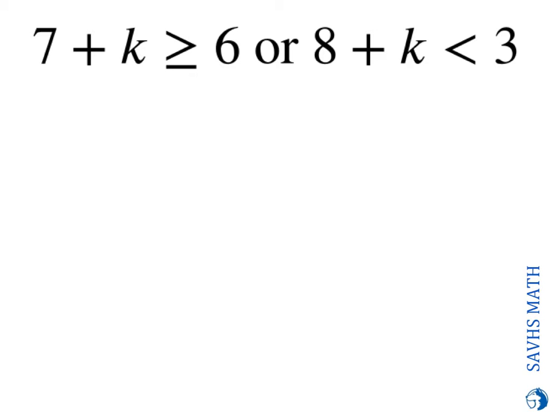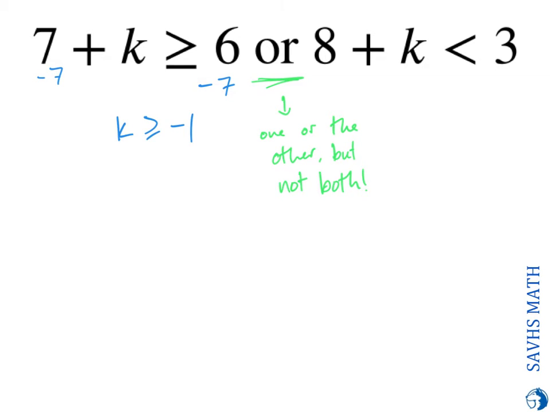Okay, this one is an or, which means one or the other, but not both. So let's solve for k here. So I need to subtract 7. Whoops, subtract 7. So then I get k is greater than or equal to -1. And then I have this one, which is, okay, so I'm going to subtract 8, subtract 8. And so I get k is less than -5.